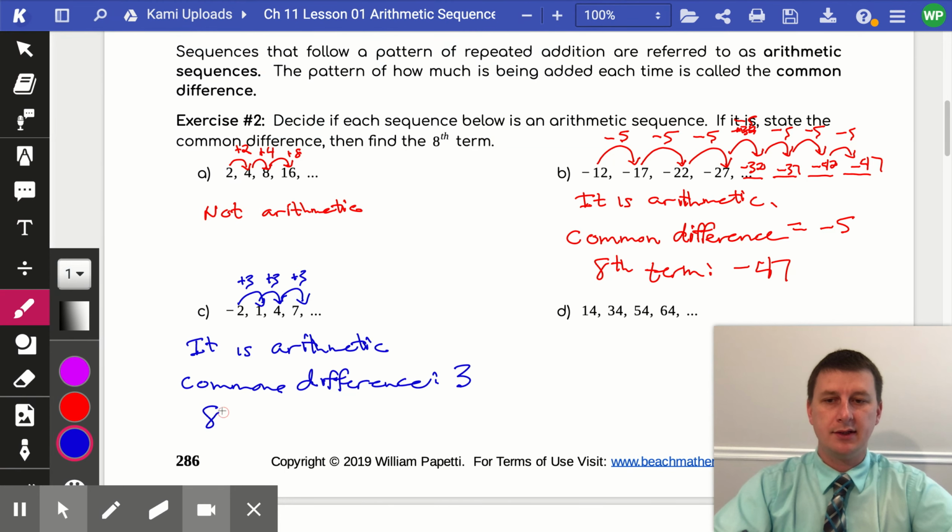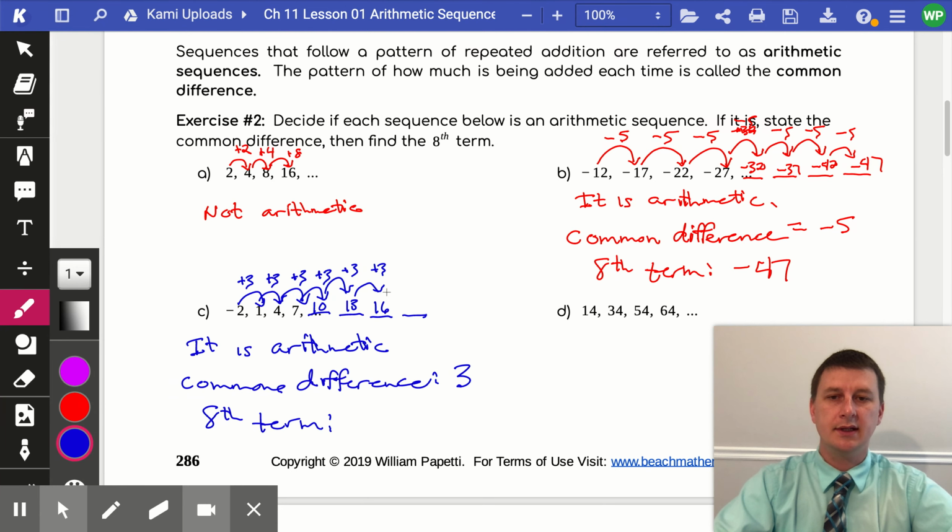And our eighth term now, we need to find. So we're already given 1, 2, 3, 4. So we need to find 5, 6, 7, and 8. So we're going to add 3 a few more times. 7 plus 3 will give us 10. 10 plus 3 will give us 13. 13 plus 3 will give us 16. And finally, 16 plus 3 will give us 19. So our eighth term is 19.